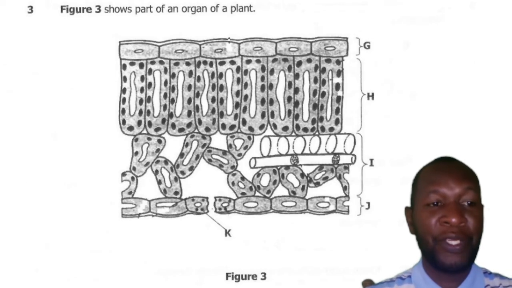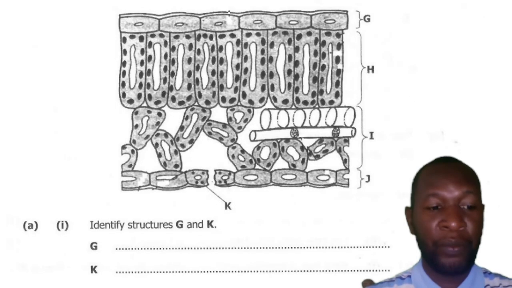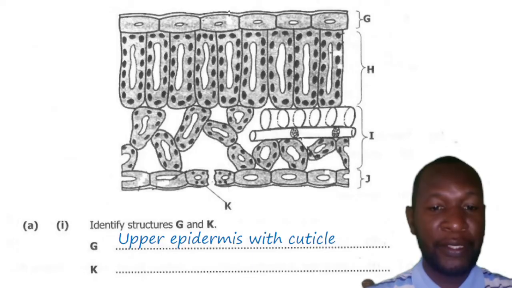Question 3. Figure 3 shows part of an organ of a plant. Part A1. Identify structures G and K. Part G is the upper epidermis with the waxy cuticle. Then part K is the chloroplast of the guard cell.